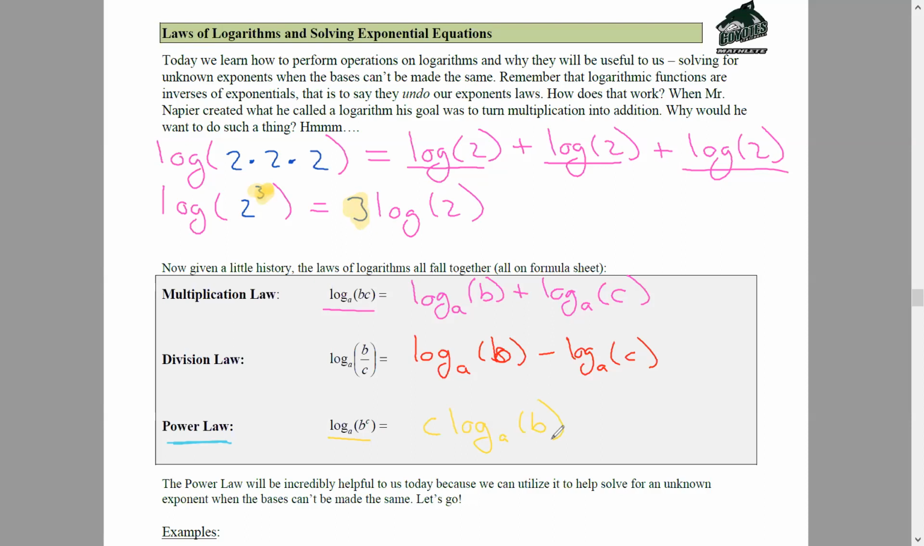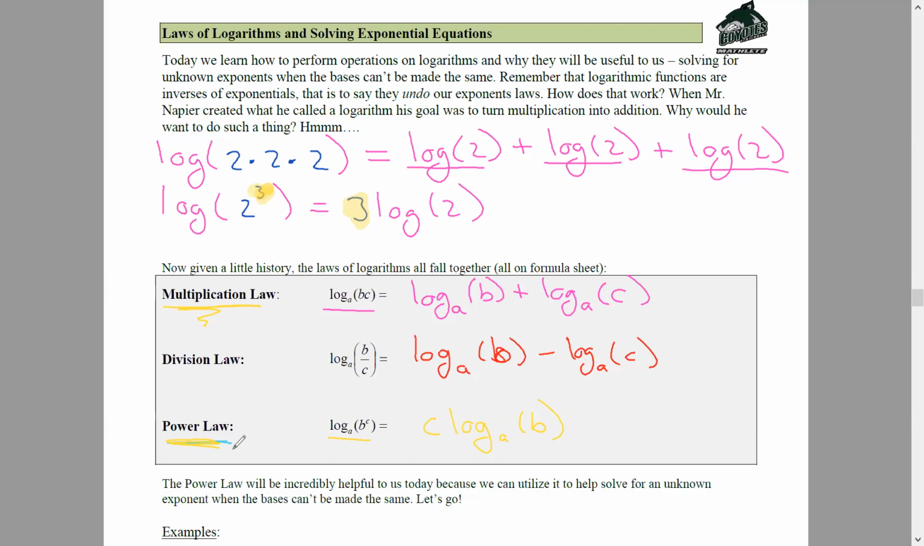Again, I really want you to remember that Napier's goal was to turn multiplication into addition. And everything comes from there. If multiplication turns into addition, division turns into subtraction, and from the multiplication law, we see where the power law comes from. Okay? Again, not a true proof or anything, but it's going to help us get through.